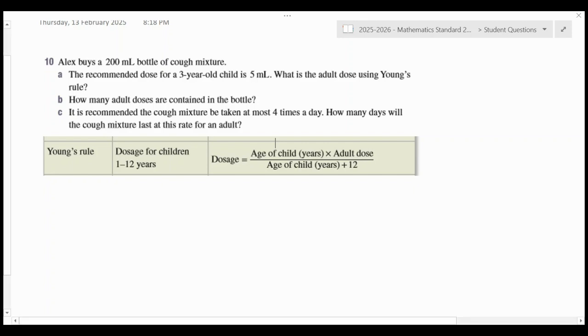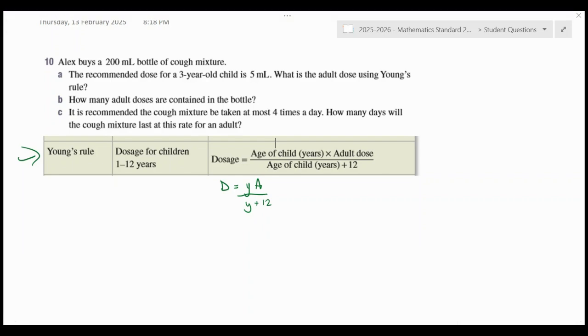So what I've done is I've put Young's rule down here so that we can do it. The only thing I will do is change this where it's got dosage and all that. I'm going to write it just so it's got the algebra. So D equals YA, because we're using Y for years and A for adult dose, over Y plus 12.